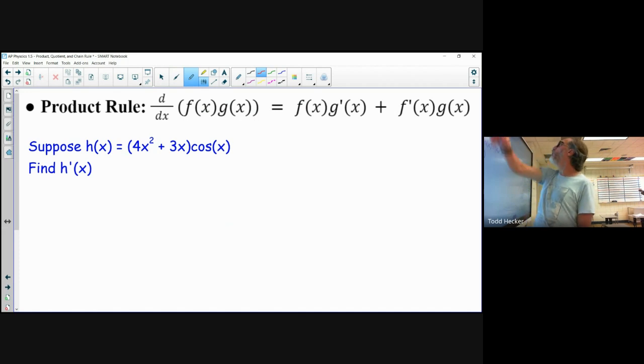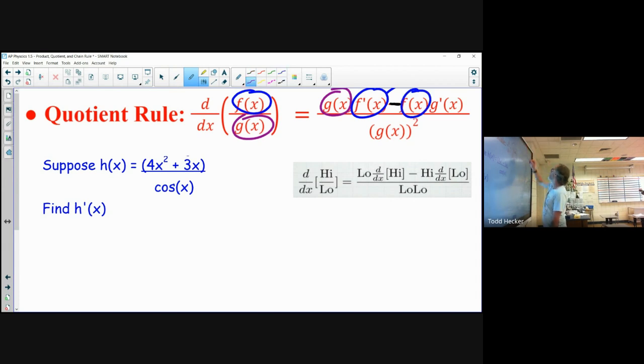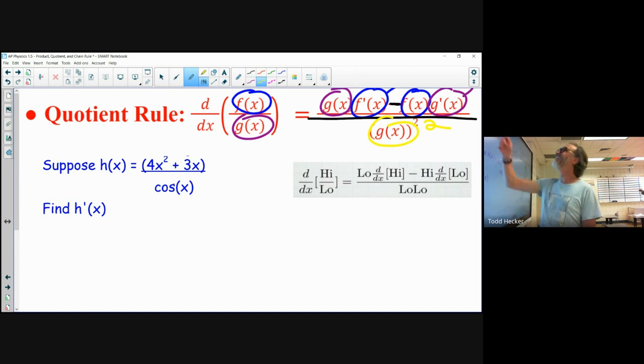Now the quotient rule, same idea, but here we're dividing. So this time, instead of having f of x times g of x, now we've got f of x divided by g of x. And the way that you find your derivative is you take the bottom function times the derivative of the top function, minus, and then you switch it. So now it's the top function times the derivative of the bottom function, and then the whole thing gets divided by the bottom function squared. I can never remember this. I literally have to look it up every single time I do it.